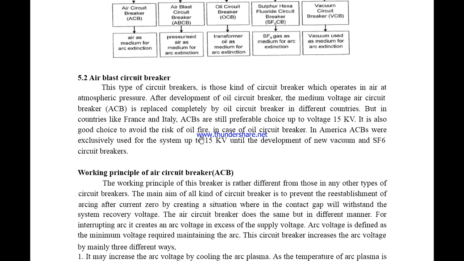This is an important type of circuit breaker, and this kind of circuit breaker operates in air at atmospheric pressure. After the development of the OCB, the medium voltage ACB was replaced completely by OCB. But in countries like France and Italy, ACBs are still preferable for voltages up to 15 kV. The working principle is as follows.